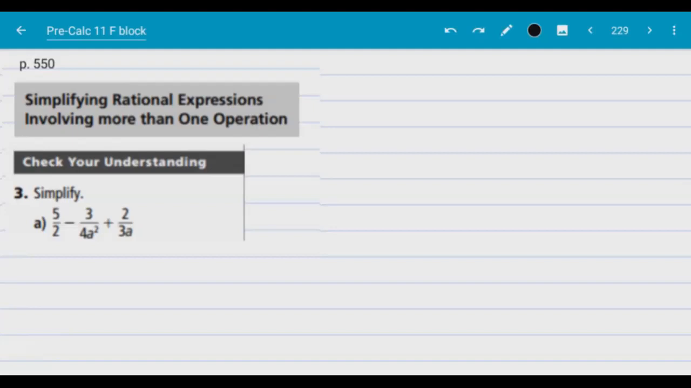What would be another number? Well, 12, right? So 12 would be a good denominator. So let's see. If it was a 12, is 12 divisible by 2? Yes. Is 12 divisible by 4? Yes. Is 12 divisible by 3? Yes. All right.